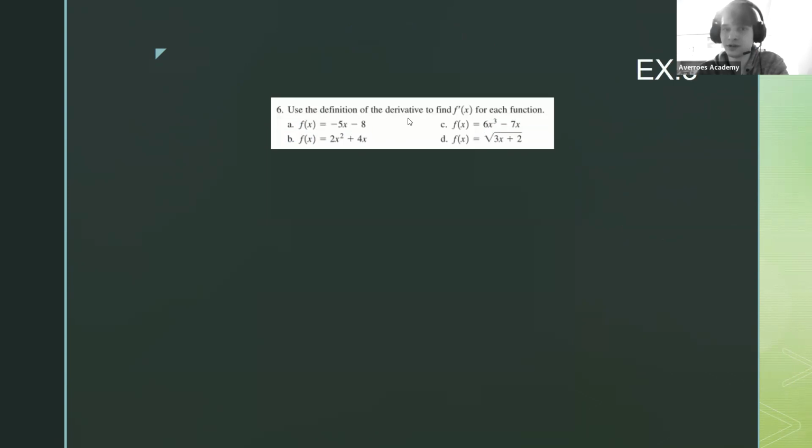Here, use the definition of the derivative to find the derivative of this function. I'm just going to show you a few examples, and you're going to try them on your own. Okay? This is going to be part of your home assignment. I'm going to solve A.